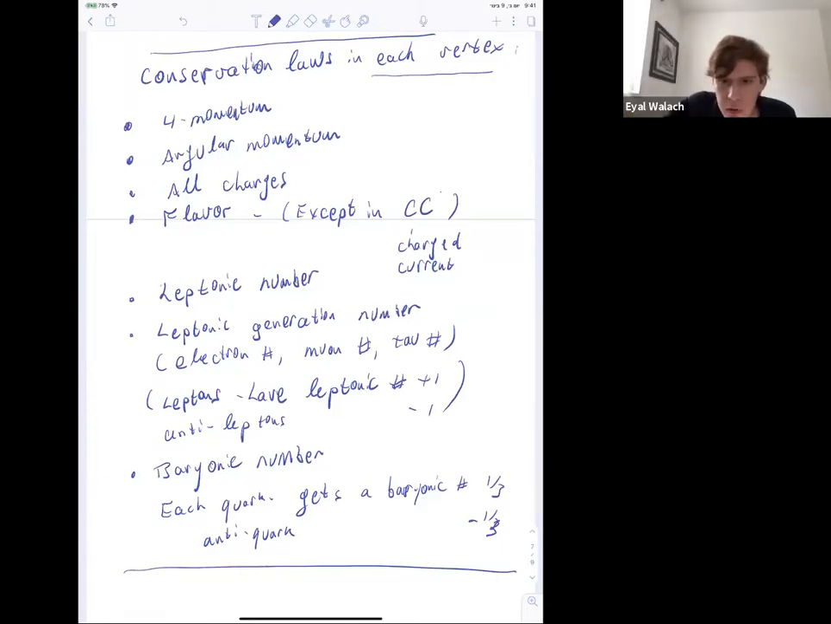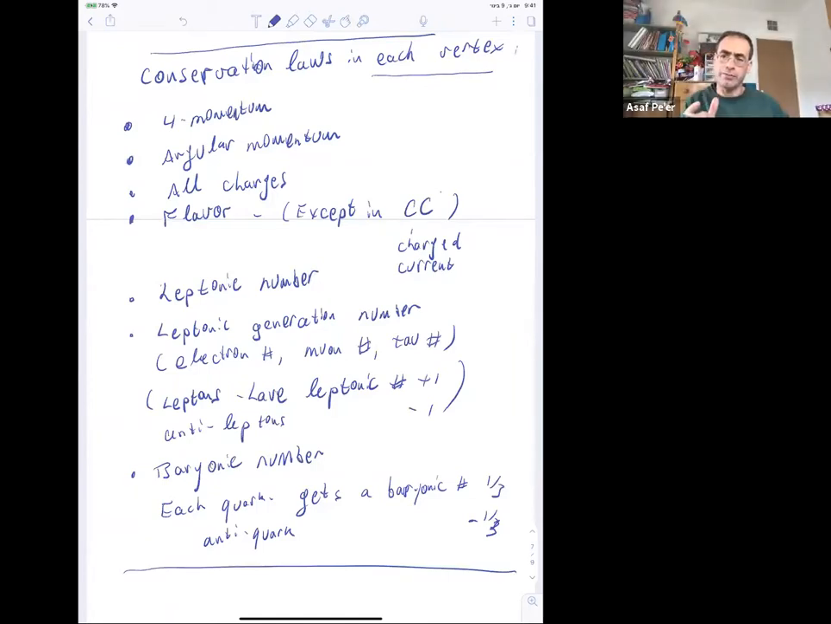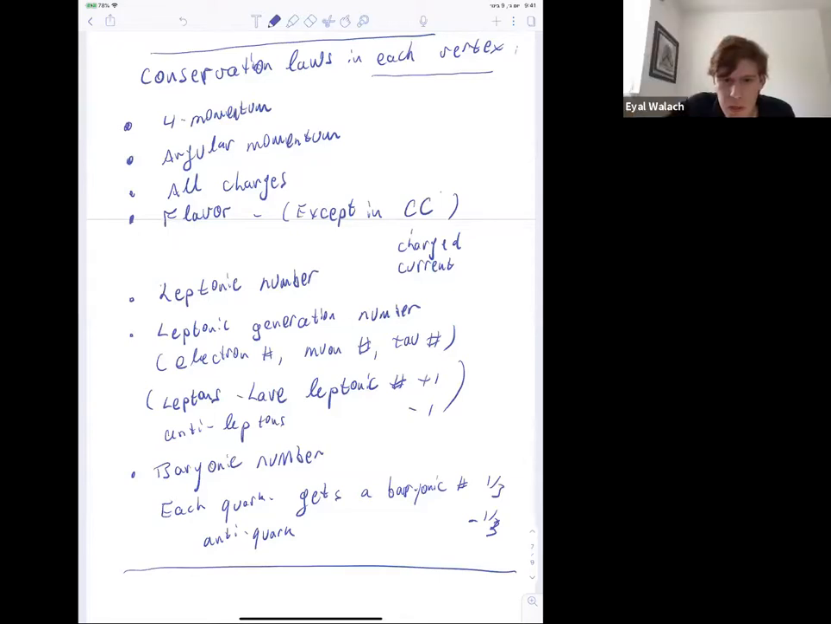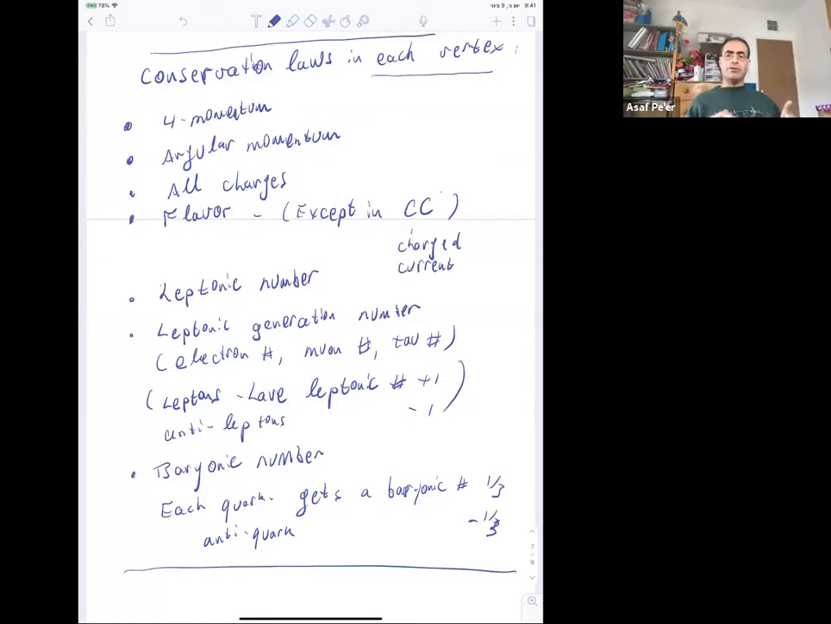The leptonic number is just the sum of the 3 leptonic generation numbers? No, it's different. It's leptonic number, and there is a leptonic generation number. It's 2 separate things. I'll show it to you right away in the tutorial. So when you say leptons have leptonic number +1 and anti-leptons -1, that's about the leptonic or the leptonic generation? Well, there are 2 separate numbers.